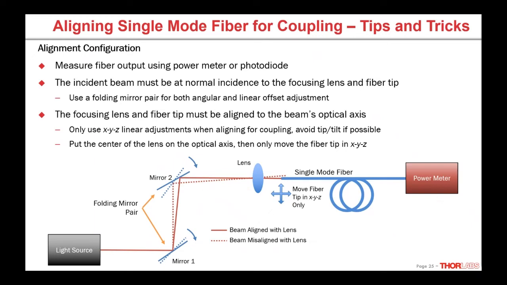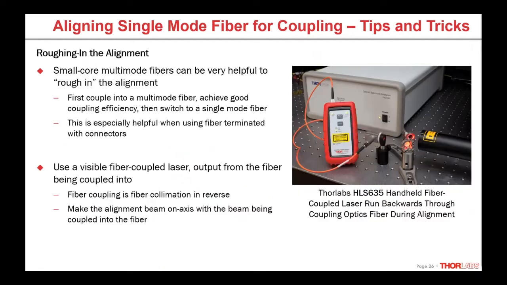Once you have a setup like this, it can be challenging roughing in the setup, because we have a very small focused spot of light and a very small fiber core, and it's hard to get those anywhere near each other so you can see some output on your power meter and start aligning. So we can use some tips and tricks to rough in the setup.